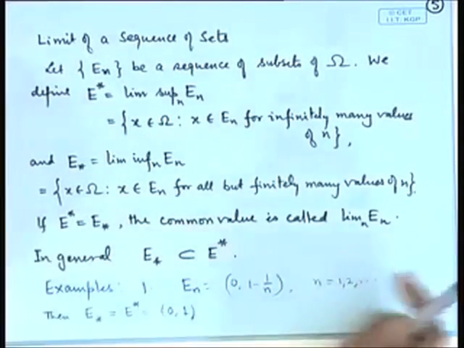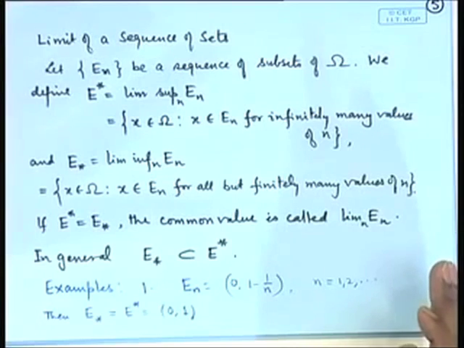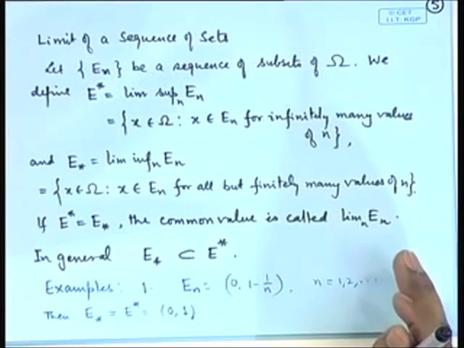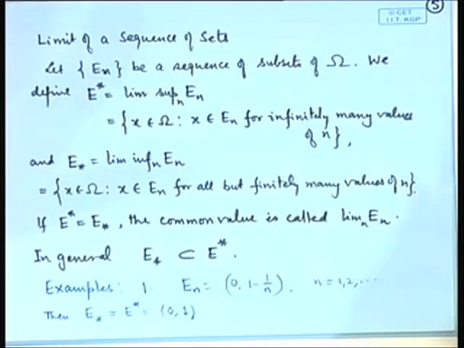We have all heard about the limit of a sequence of numbers. For example, you easily understand that the limit of a_n is equal to a if for every epsilon greater than 0 there exists a capital N such that modulus of a_n minus a becomes less than epsilon whenever n is greater than or equal to capital N. This shows that the values of the sequence a_n become closer to the number a as n becomes large.